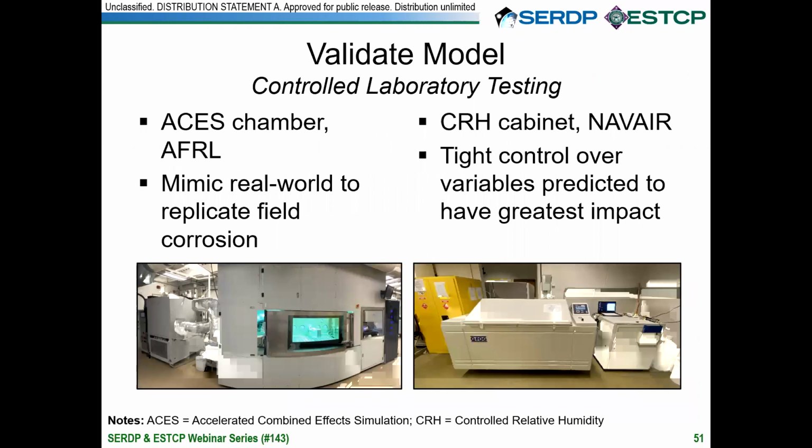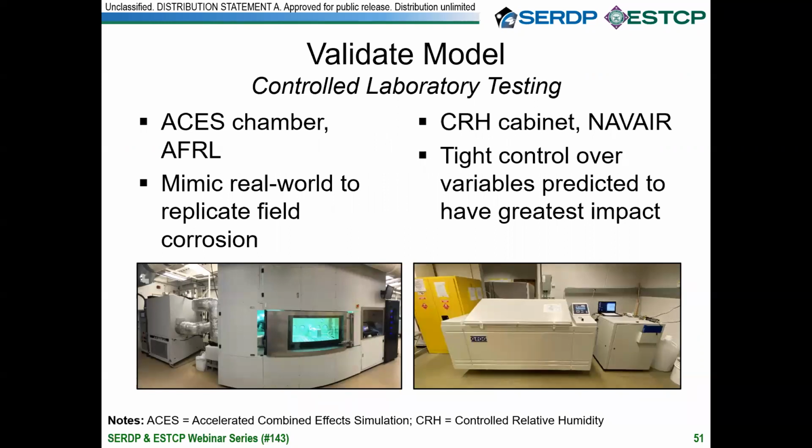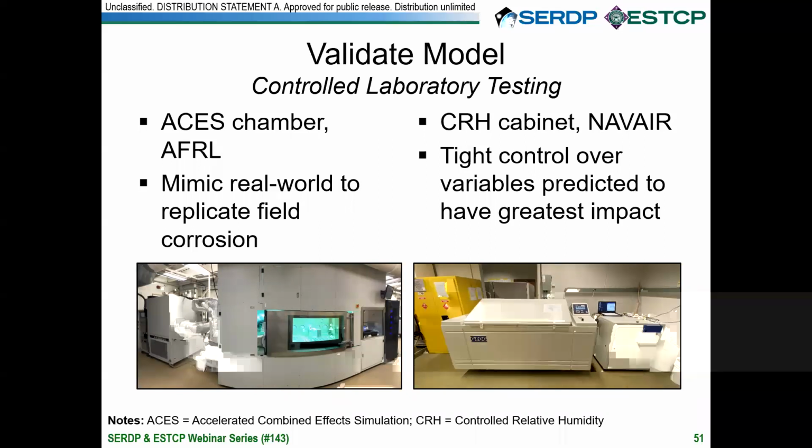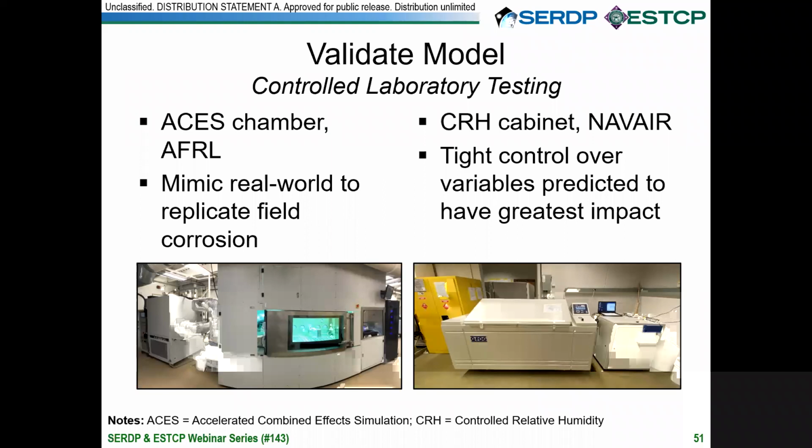However, as Captain Andrews mentioned briefly, sometimes the real world can take a long time to corrode samples. So often in coating evaluation, accelerated chambers are used. Shown here are 2 new methods being developed to improve the accuracy of accelerated testing: the ACES chamber at AFRL and the CRH cabinet at NavAir. As a bonus, our model can help to refine these types of accelerated techniques by pointing to which parameters have the biggest impact on the probability of failure. I should also note here that the CRH cabinet design is part of an ESTCP program.